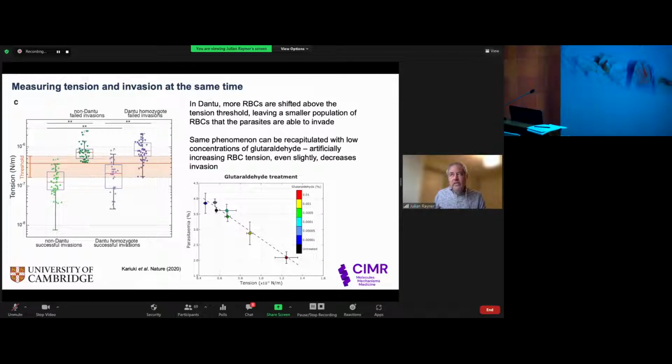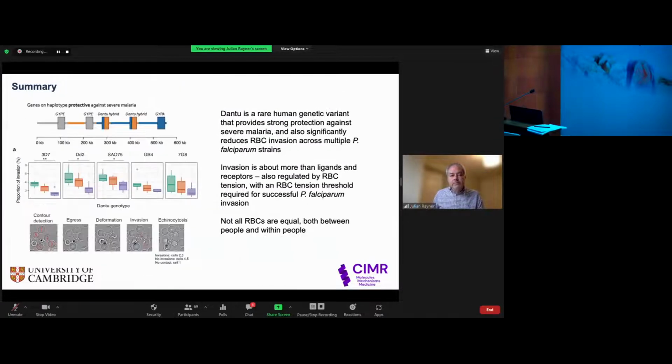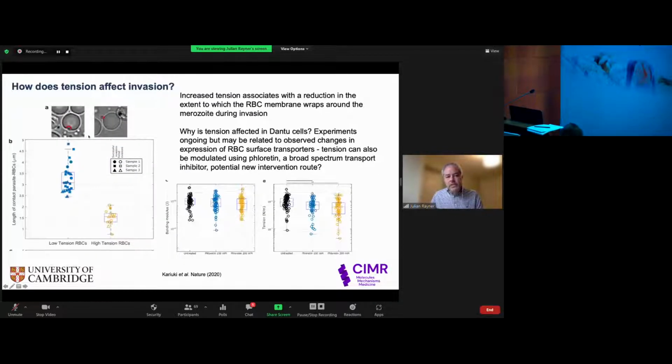Why is tension reducing invasion? Well, we still don't really know, but we certainly have a hypothesis that in the process of invasion, where the parasite is wrapping the red cell membrane around itself as it's driving its way in, if the red cell tension is higher, then it's harder for the parasite to wrap that membrane around itself, and invasion is less likely to occur. And if you measure the amount of membrane that's in contact between parasites and red blood cells during invasion, and you compare low tension red cells and high tension red cells, there's a very clear difference in the amount of membrane wrapping.